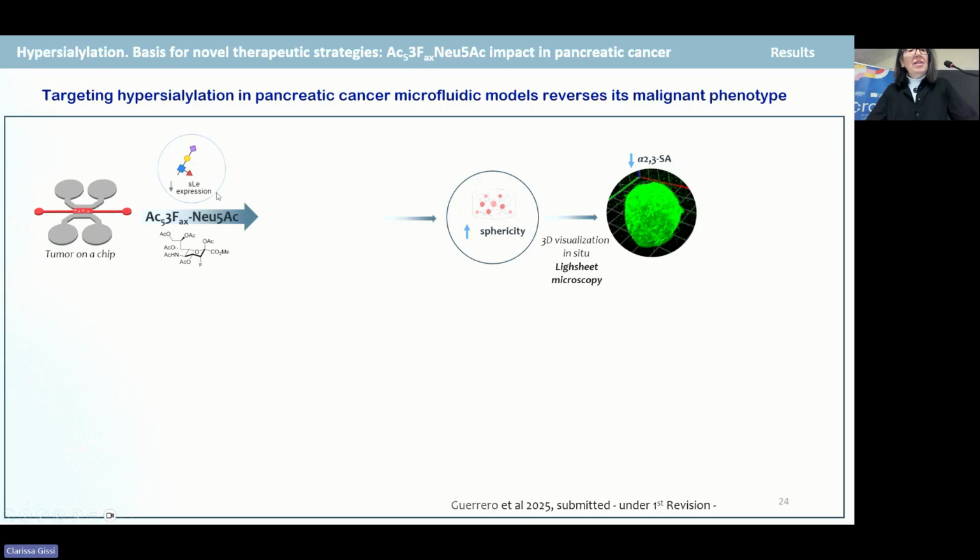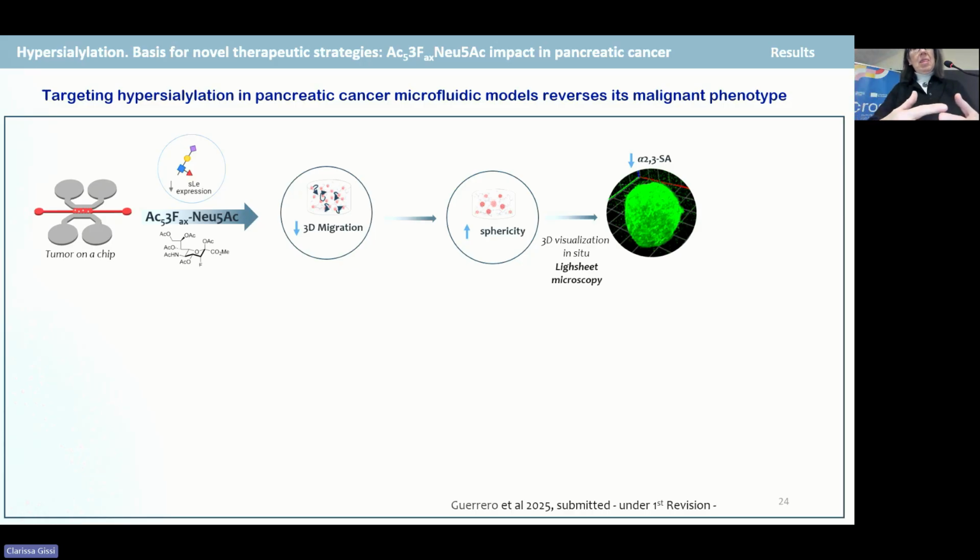Well, when doing these experiments, what we saw when treating the cells with the inhibitor here was a decrease in sialylation expression. The spheroids were a bit more spheric, and we could observe this decrease in alpha-2,3 sialic acid. And also we observed a decrease in 3D migration.